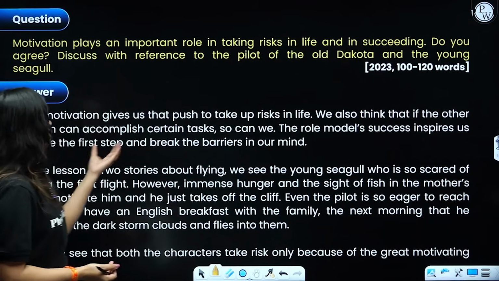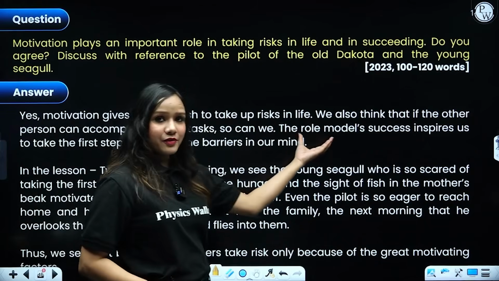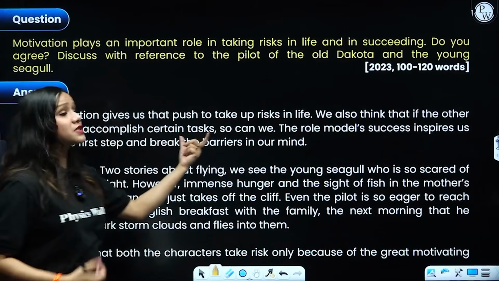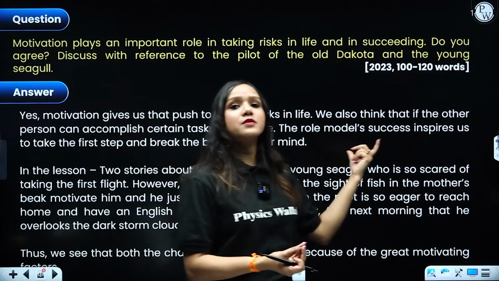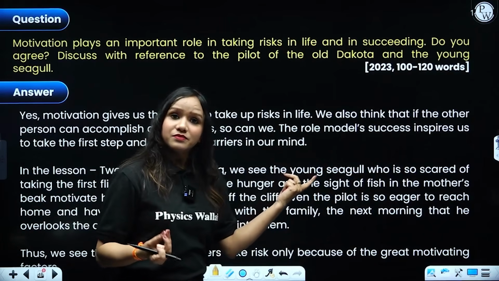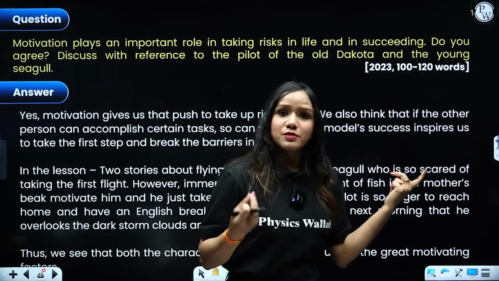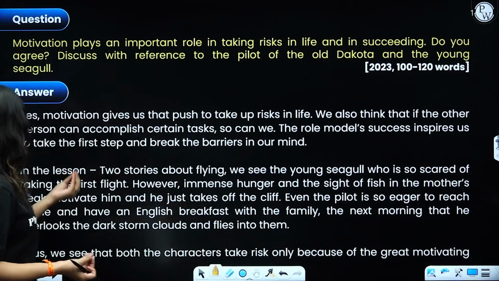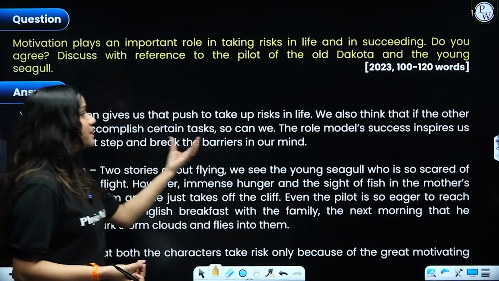So yes, motivation gives us that push to take up risk in life, isn't it? So we also think that if the other person can accomplish certain tasks, so can we. If some person can accomplish some task after taking some risk, because you need something in life that motivates you, right? So the role model's success inspires us to take the first step and break the barriers in our mind.